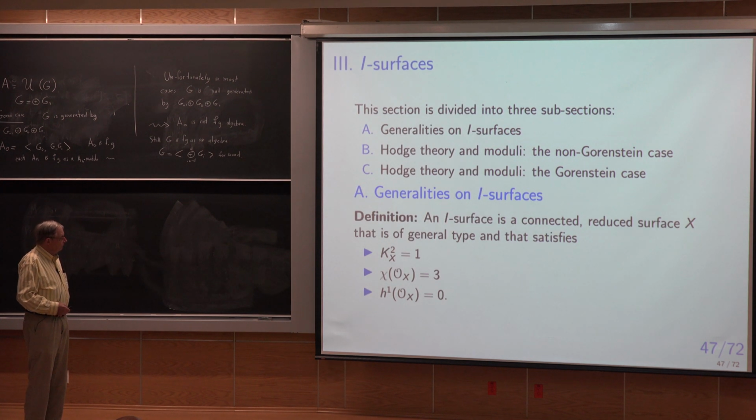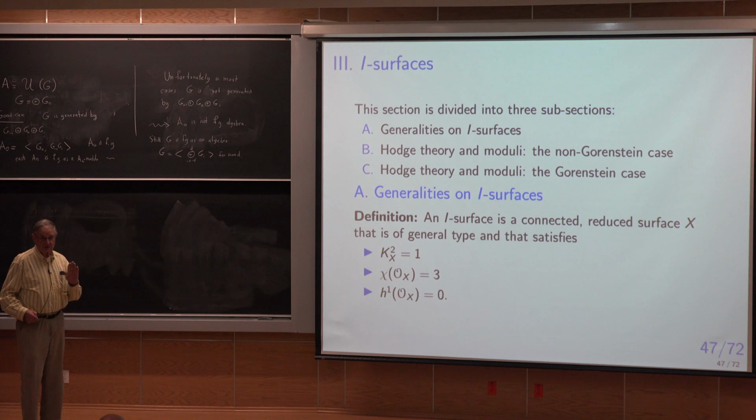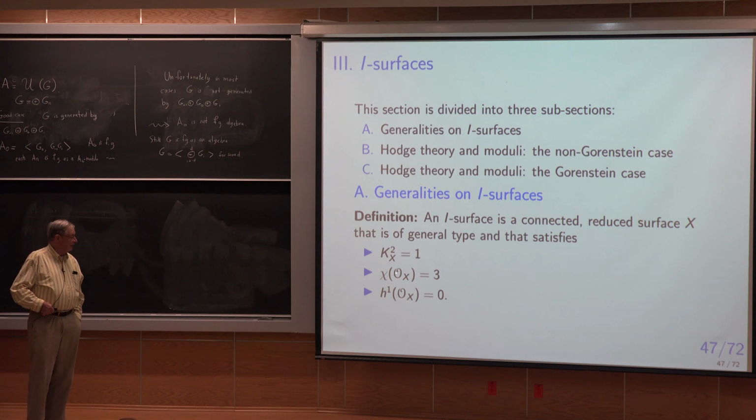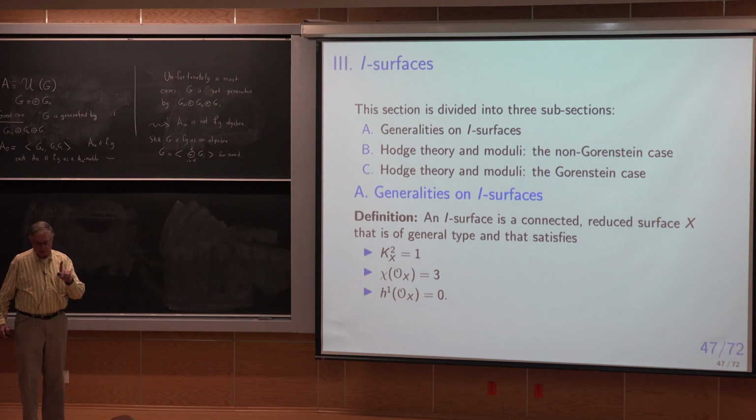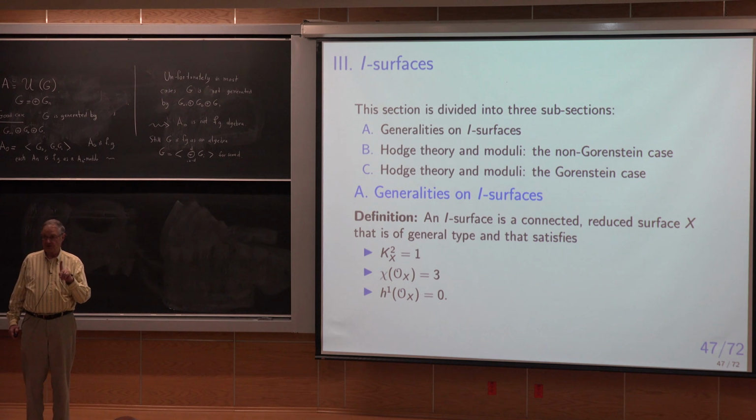So I want to talk a little bit in the last few minutes about this particular surface. So an I-surface is a connected, reduced surface of general type that satisfies these conditions. K-squared is always positive, so that's the smallest it can be. Chi of O, this means it's regular. So chi of O being 3 means that H2 of O, the geometric genus of the surface, is 2.